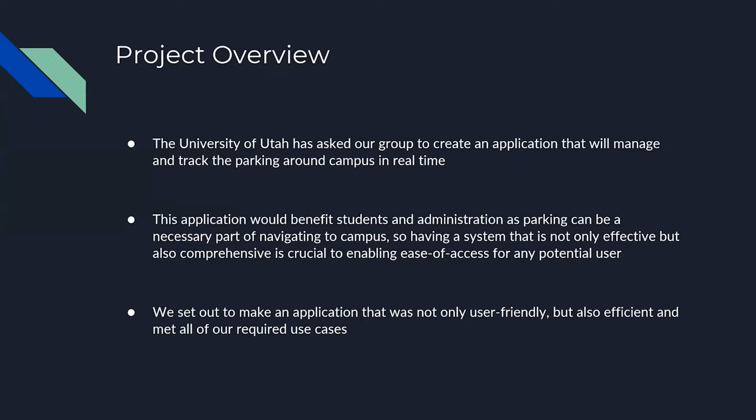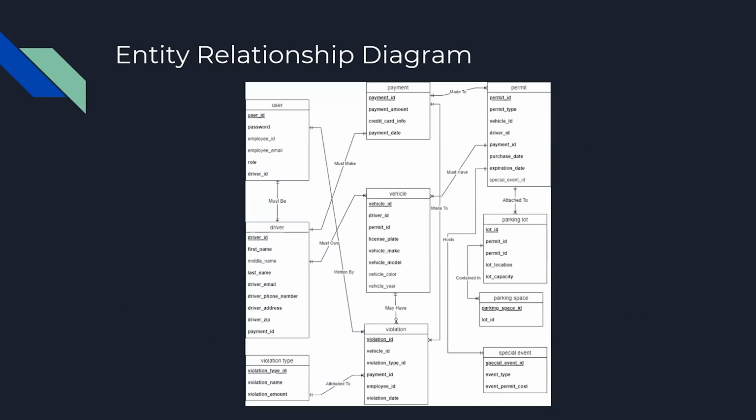So just a brief project overview. The University of Utah asked our group to create an application that will manage and track the parking around campus in real time. This application would benefit both students and administration, as parking can be a very necessary part of navigating to campus, especially if you have a car. Having a system that is not only effective, but also comprehensive is crucial to enabling ease of access for any of the users. We set out to make an application that would not only be user-friendly, but also efficient and met all of our required use cases that we'll detail later.